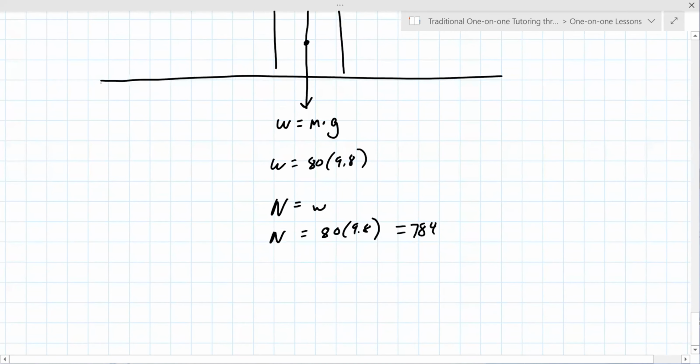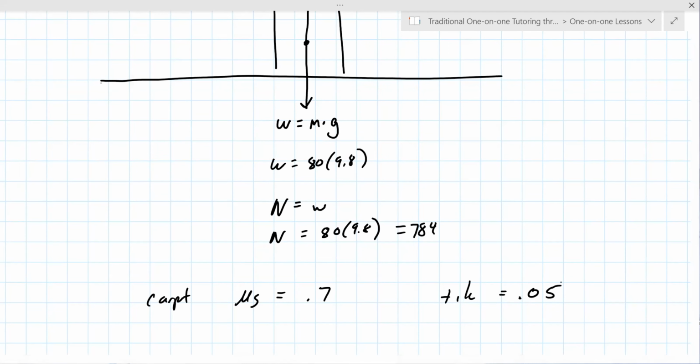Now let's say that on carpet, the coefficient of static friction is 0.7, and let's say on tile it's 0.05. You said something else, Steve, because we said that earlier. We said that the carpet would have more resistance than tile or wood.